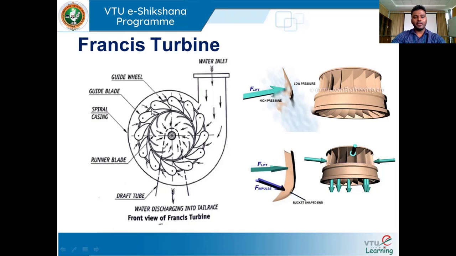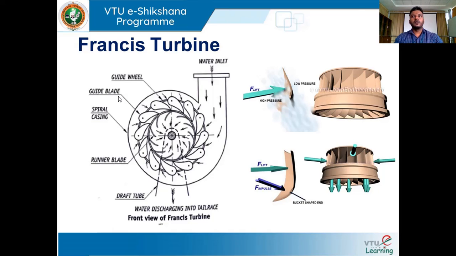So here the main reason for using guide blades is to make the water enter the runner blade at the optimum angle of attack. The water has to be distributed uniformly along the circumference of this runner wheel. Depending on the power requirement, the angle of the guide blade can be adjusted. So we can make use of some mechanism to adjust the position or angle of this guide blade.